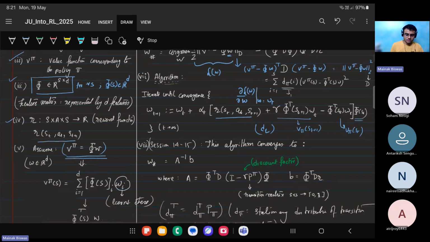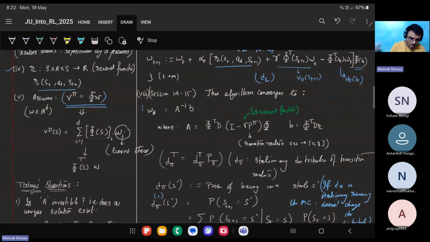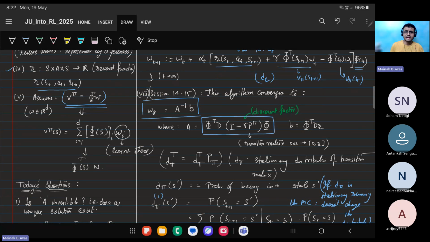And then in the last two sessions, what did I do? I told you the point at which this algorithm makes you converge, right? And we found out, do you remember? We found out that the point of optimality was A inverse B, where A was phi transpose D, 1 minus gamma P, into phi, right?